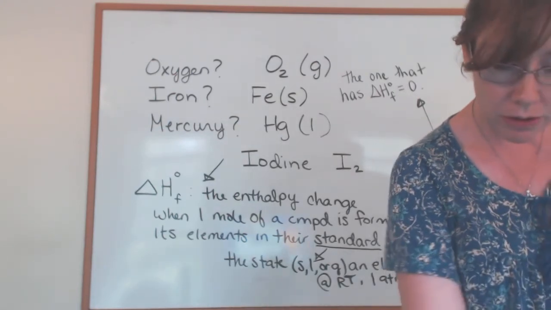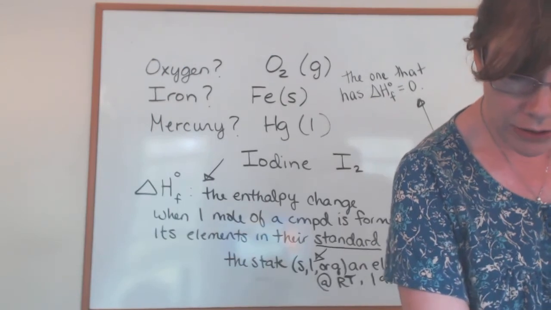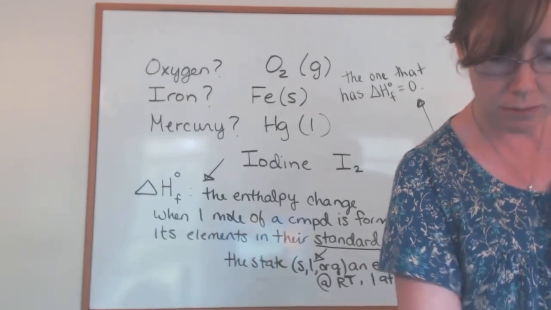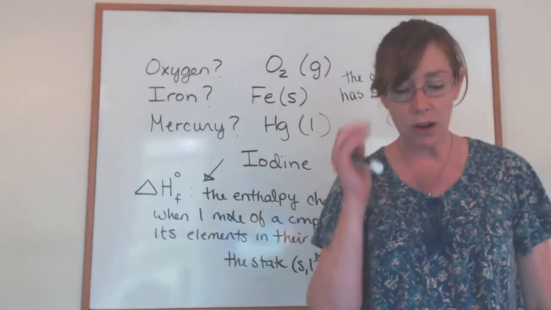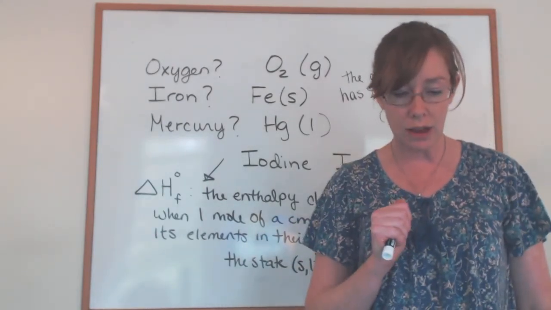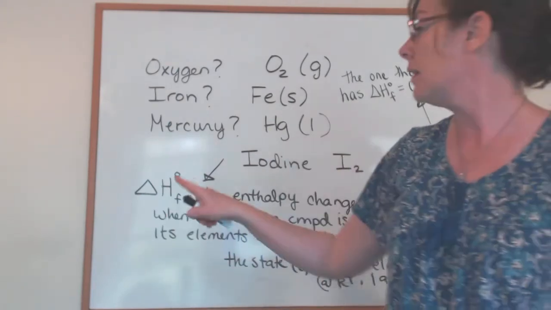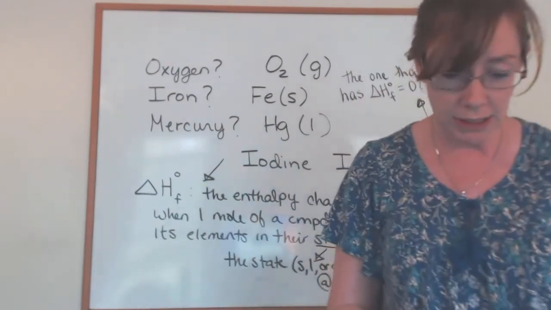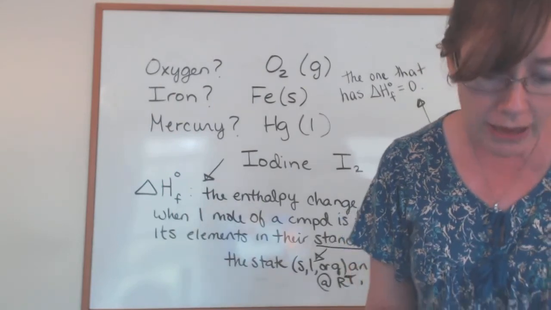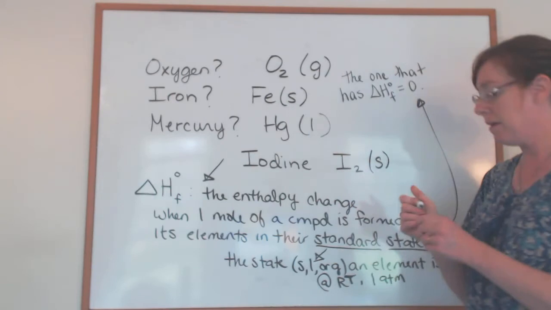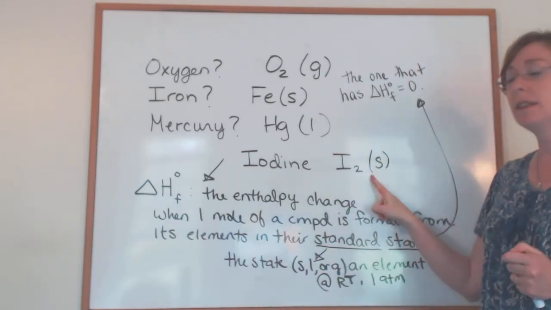All right, so look for iodine. I think there are 5 different forms of compounds, elements, or ions that iodine is showing here. Only one of them has a delta H standard enthalpy of formation equal to 0, and that is I2 solid. Okay? So that is the standard state of iodine.